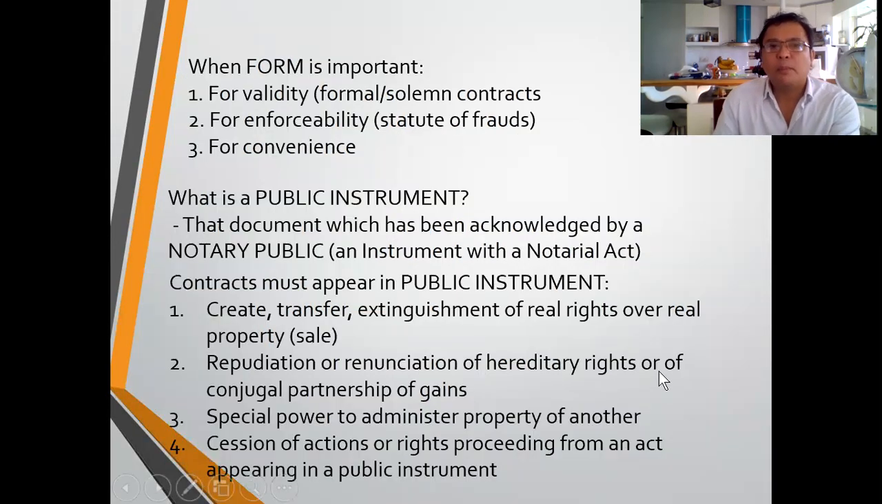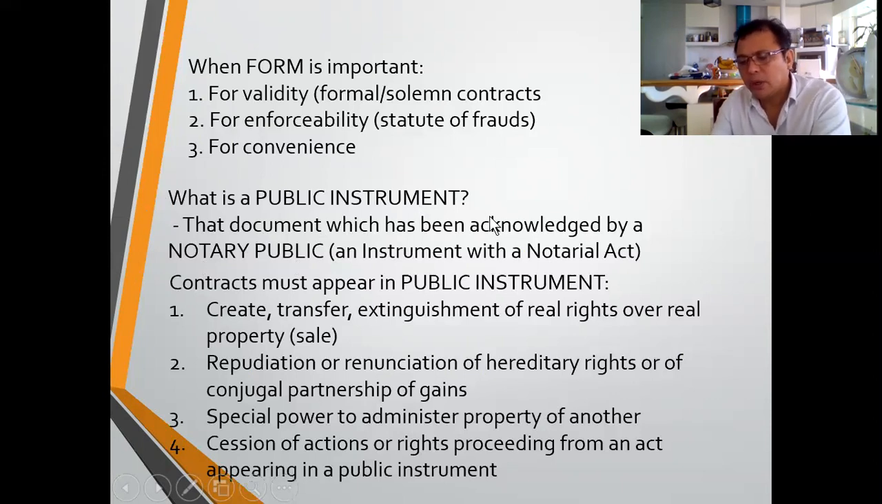So when is form important? Number 1 is for validity, for formal or solemn contracts; for enforceability, because the statute of frauds requires us to write contracts, in black and white; and for convenience. So in the form, public instrument is being described. So what is a public instrument?